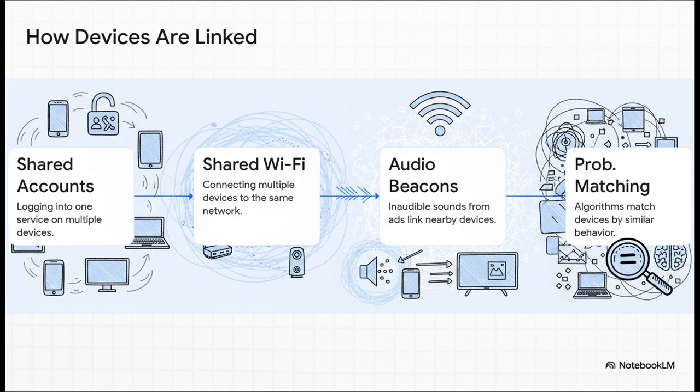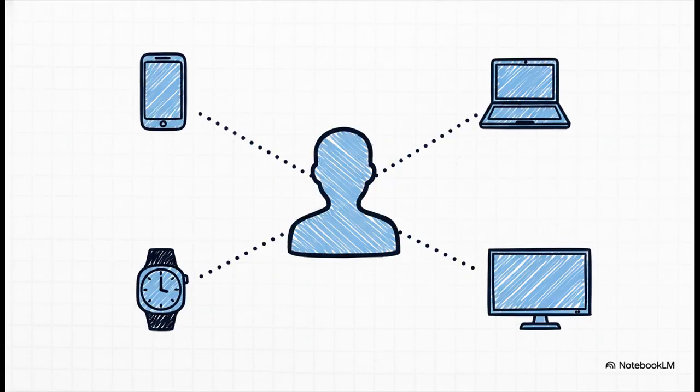And then you have more advanced techniques, like audio beacons. These are inaudible sounds from, say, a TV ad that your phone's microphone can pick up. And finally, there are powerful algorithms that just make educated guesses, linking devices that show similar browsing habits or are used at similar times and places. And here's the crucial part. All these methods work together to merge what you do on your phone, your laptop, and your TV into one single comprehensive profile. That separation we feel between our different devices, for data collectors, it doesn't really exist.